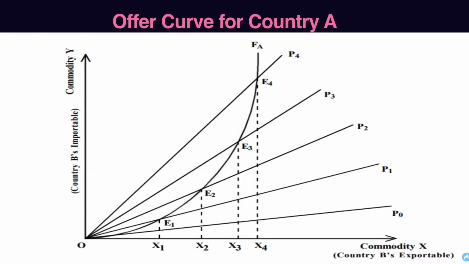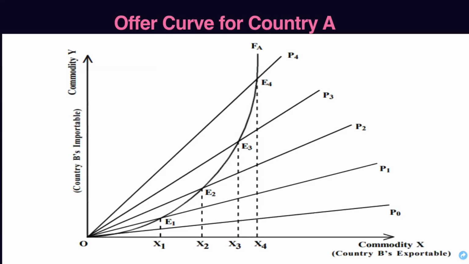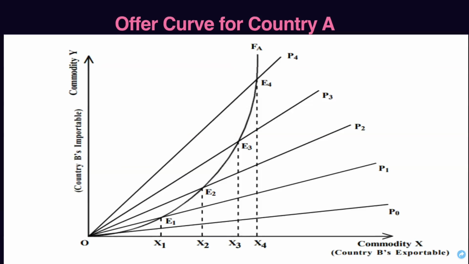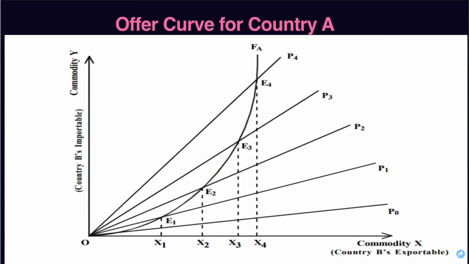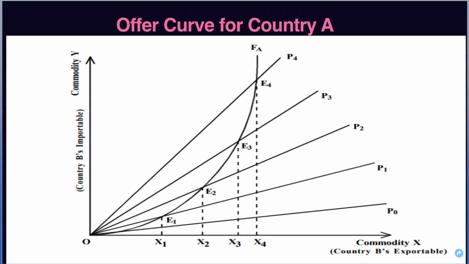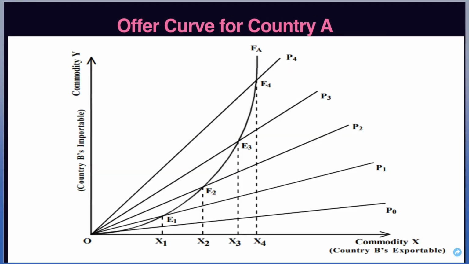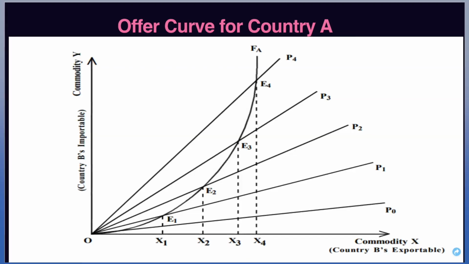Now, if the price ratio line is OP0, country A will not trade as it represents a very low price of commodity X in terms of commodity Y. The points of exchange are E1, E2, E3 and E4. Thus, as stated above, the maximum quantity of commodity X that is produced in a country using all the resources, OX0, is shown in the diagram.